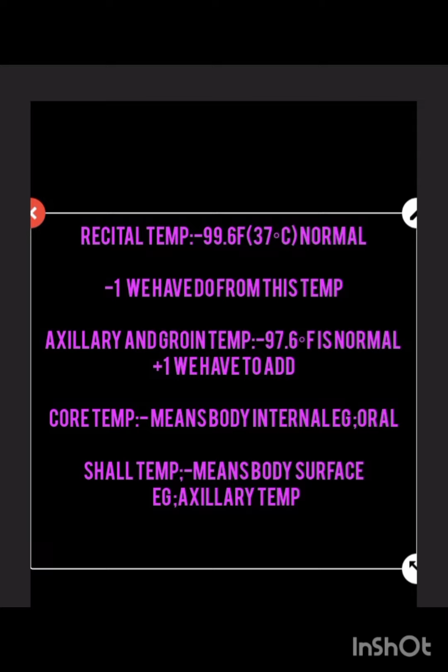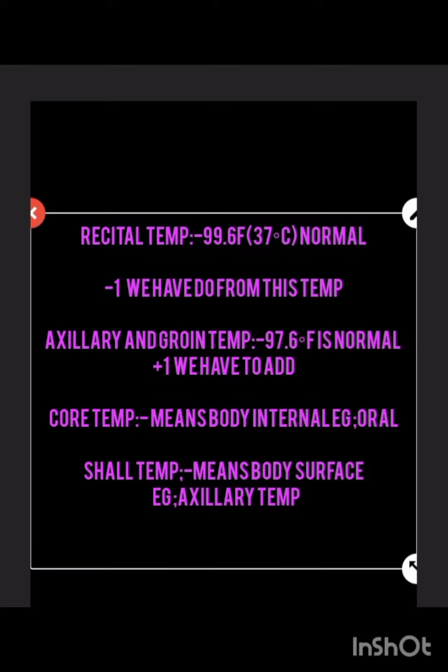Rectal temperature is normal at 99.6 Fahrenheit and 37.5 Celsius. Sorry for the mistake typed here and for the spelling mistake. Then rectal temperature 99.6 Fahrenheit and 37.5 degrees Celsius is the normal here. So what we have to do here is subtract 1, because this is the rectal temperature. Rectal temperature gives us 1 degree more than the normal as it is a core temperature.